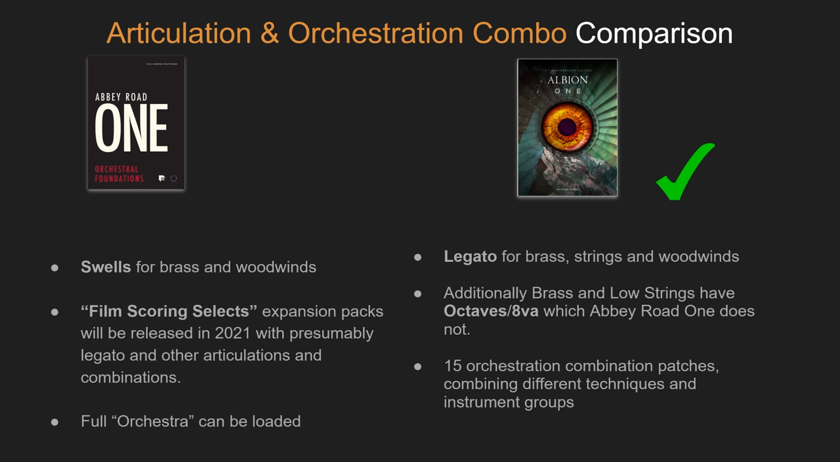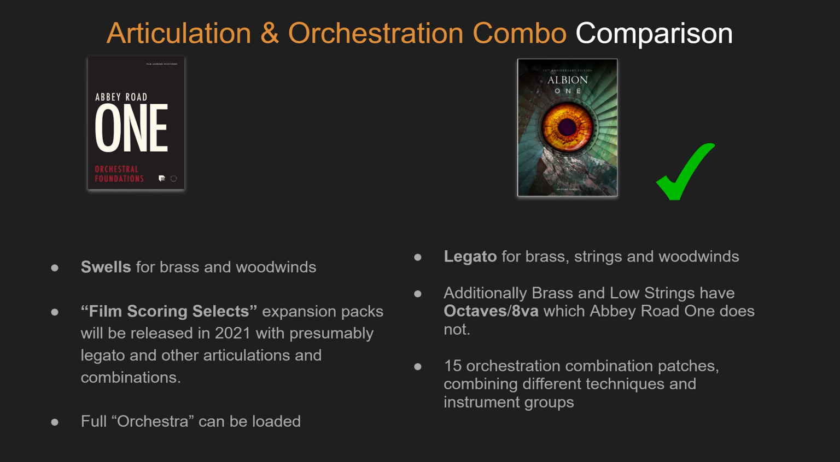Okay, articulation and orchestration combo comparison. What does that mean? These are anything to do with combos of instruments that have been done for you, orchestration packages, if you will. In Albion One, we have the legato for brass, strings, and woodwinds. As far as articulations, that's a bonus that you didn't get. And as well, we had the swells, just as a reminder. And there were also some runs here and there.